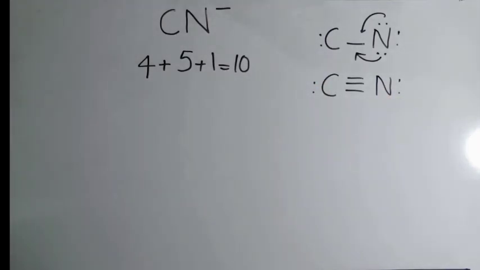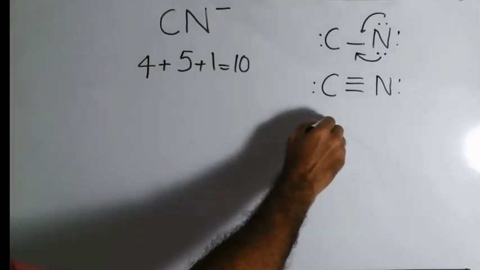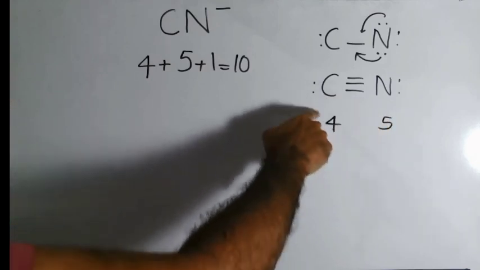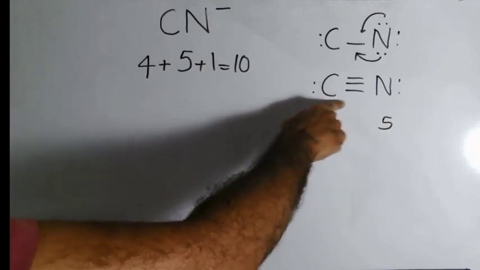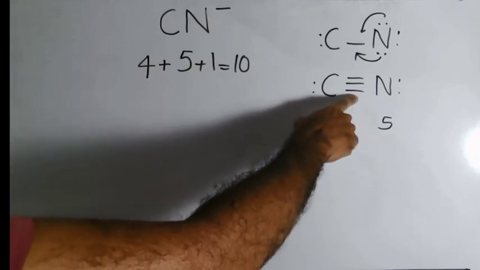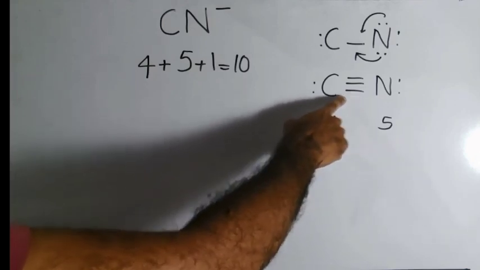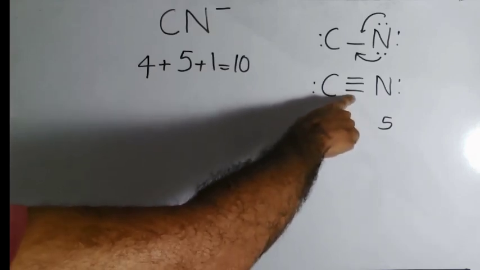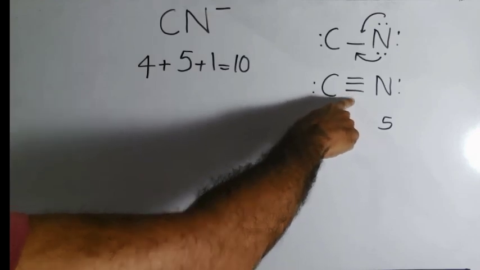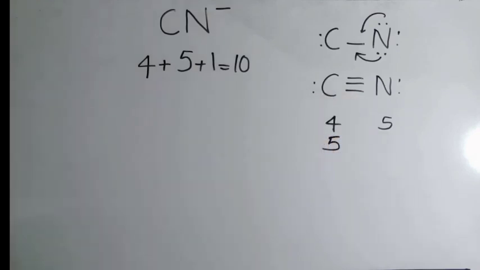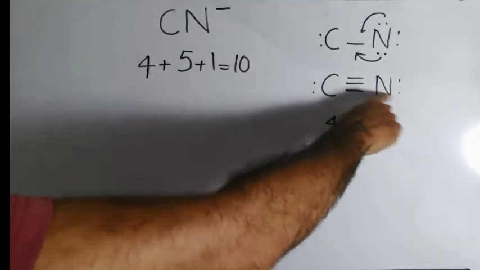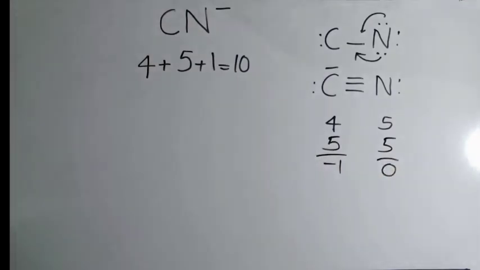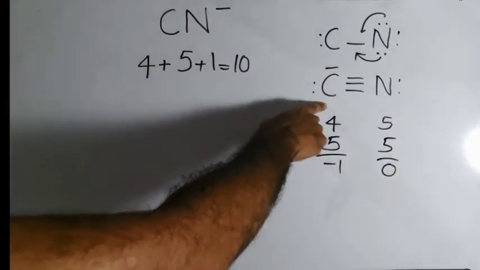Now we have to go to the charges. Carbon valence shell number is 4, nitrogen 5. Now here carbon has 5 electrons belonging to its valence shell, because we always take half from this electron pair and this electron pair. Now here there are 2 electrons. Half of the triple bond means 3 electrons. So altogether 5 electrons. Here also 2 electrons plus 3 means 5. So here 4 minus 5 is minus 1, and nitrogen is 0.